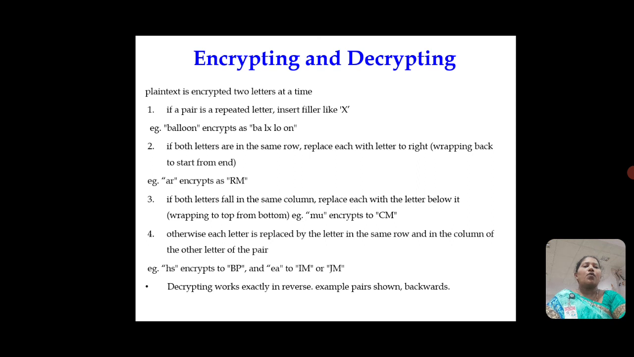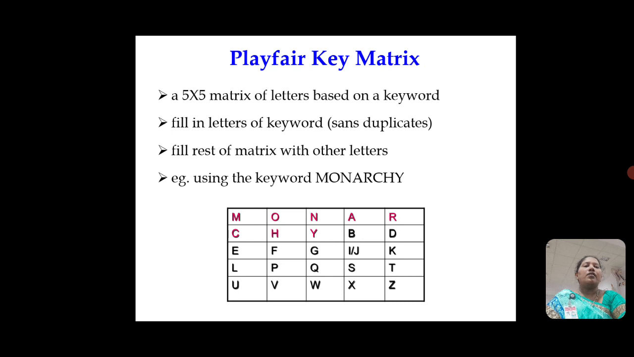Okay. So one more example we can see here. EA. Where is E? E is at the third row, first column. A. Where is A? A is at the first row, fourth item. So EA, what will be the answer? IM or JM. So this is all about the Playfair key matrix.